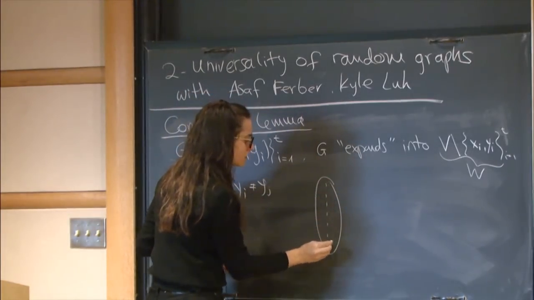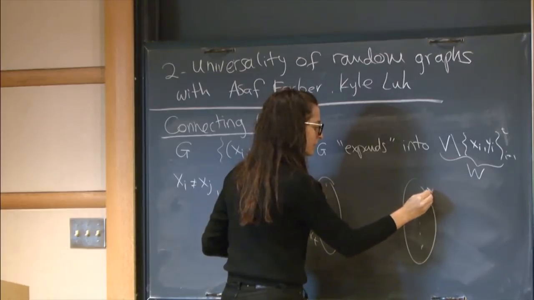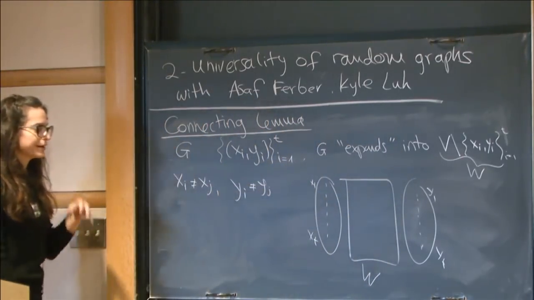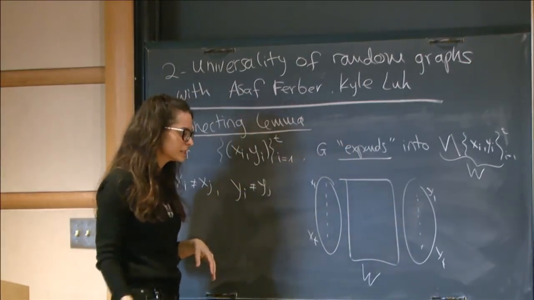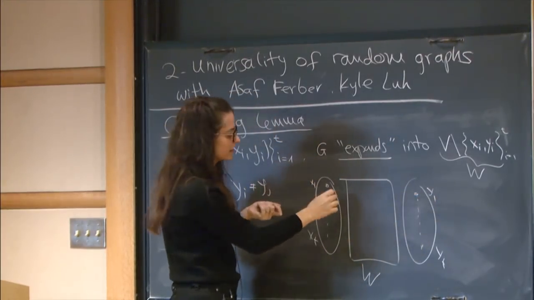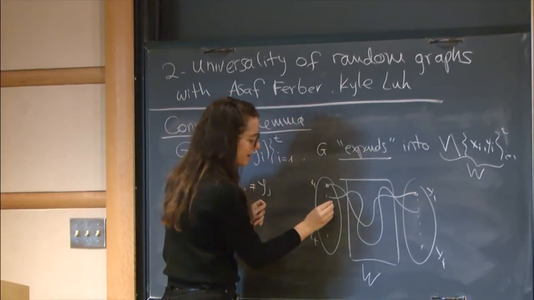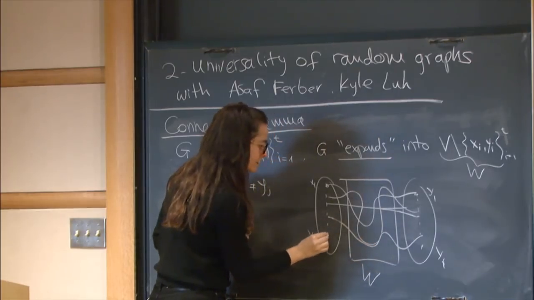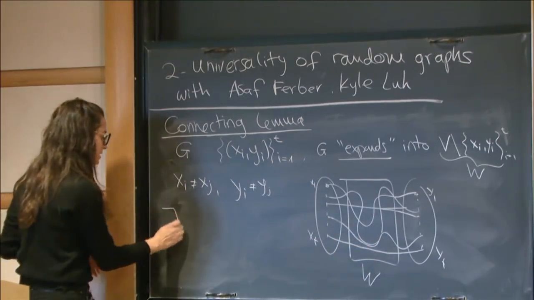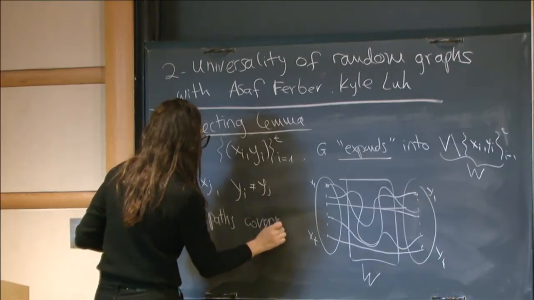So let's look at the sets of special vertices, x_1 up to x_t and y_1 up to y_t. Maybe they intersect. And I have the rest of the vertices, W. If I have the correct expansion properties, I can find vertex disjoint paths, besides maybe the endpoints, connecting each x_i to its pair y_i, in such a way that these paths cover W. And they actually also have the same length. So there exist x_i, y_i paths covering W.